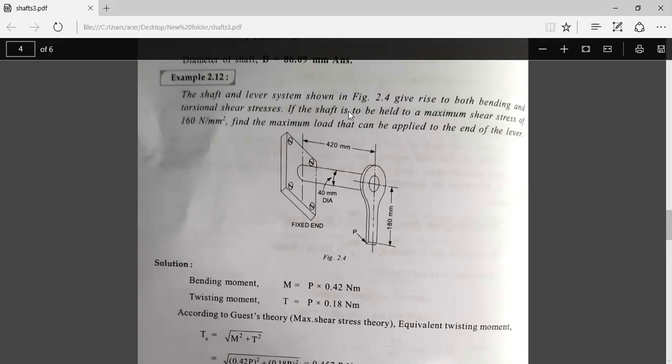Observe here, if the shaft is to be held to a maximum shear stress. Since it says maximum stress, which theory do we take? We take Guest's theory. So based on that Guest theory, we are going to calculate the maximum load that can be applied to the end of the lever. Here, only when we hold and turn this lever does the torsional effect come, and the bending effect acts on this shaft, so where is the load acting? Here. So find the maximum load that can be applied to the end of the lever.